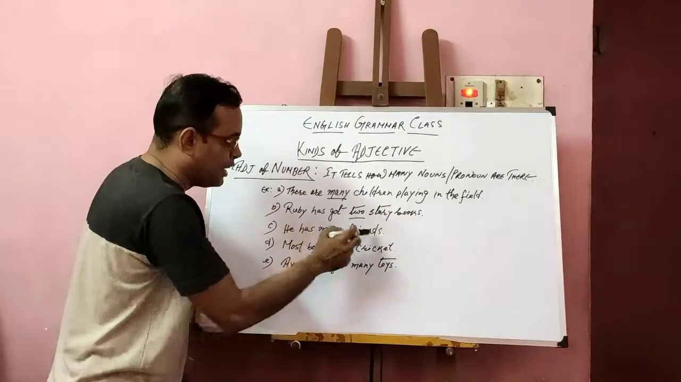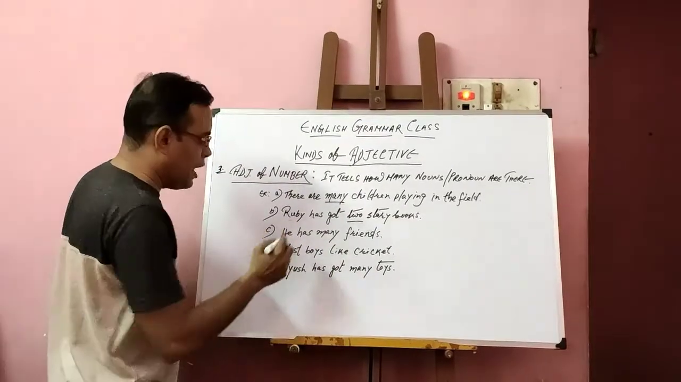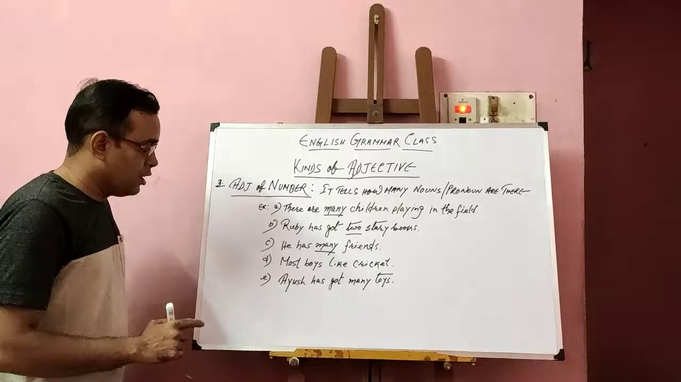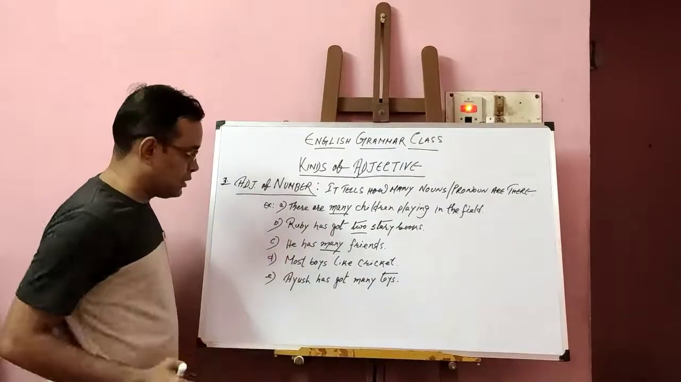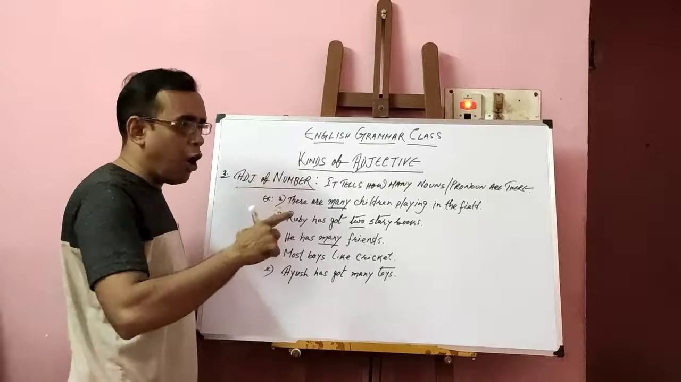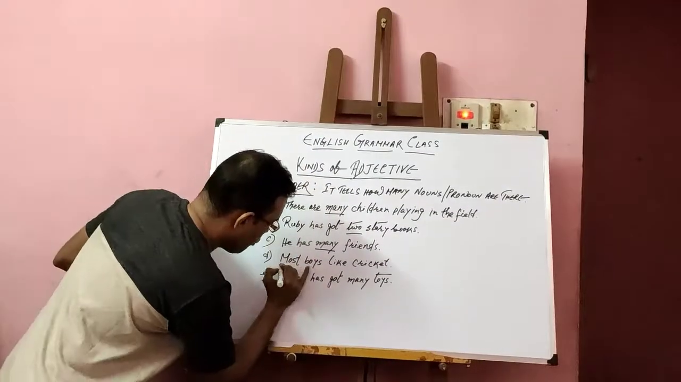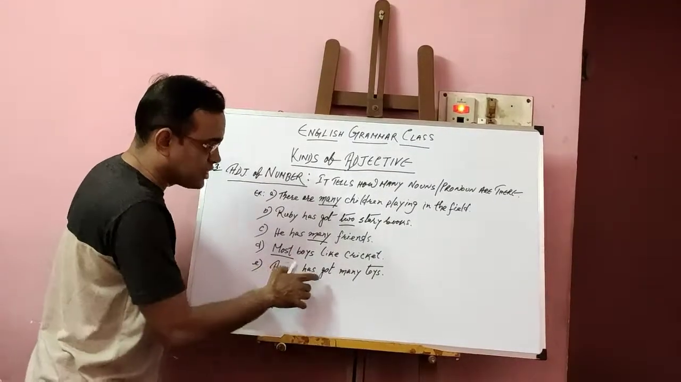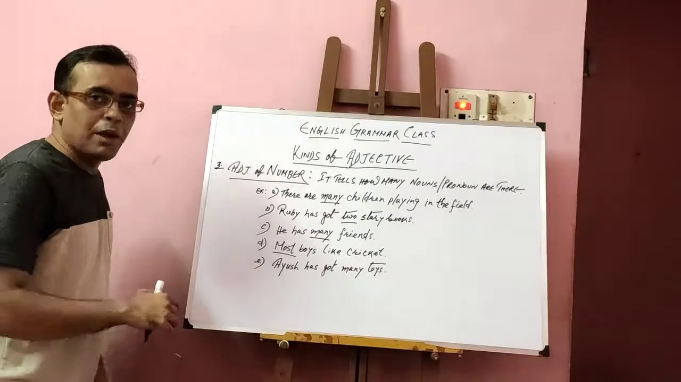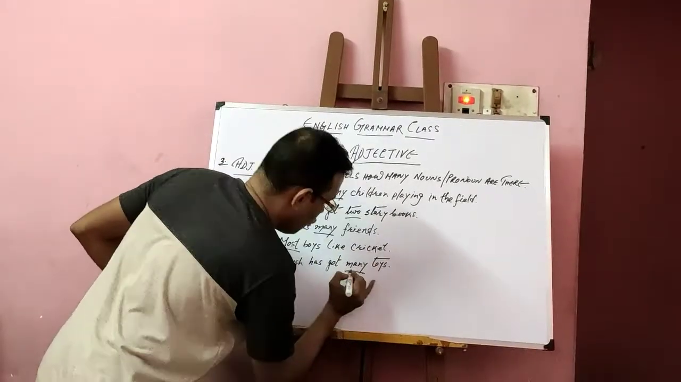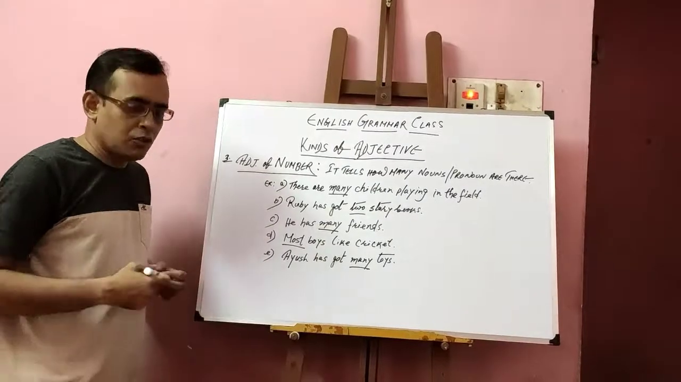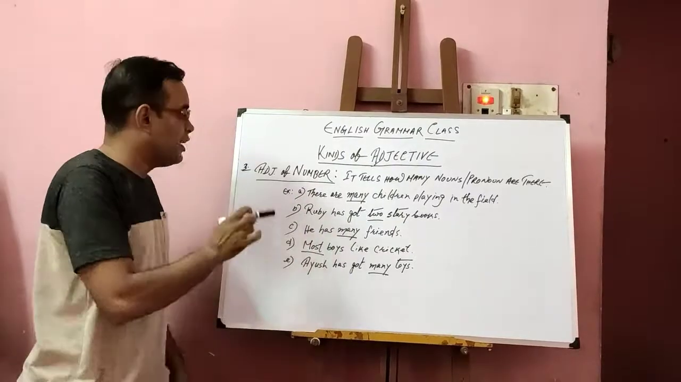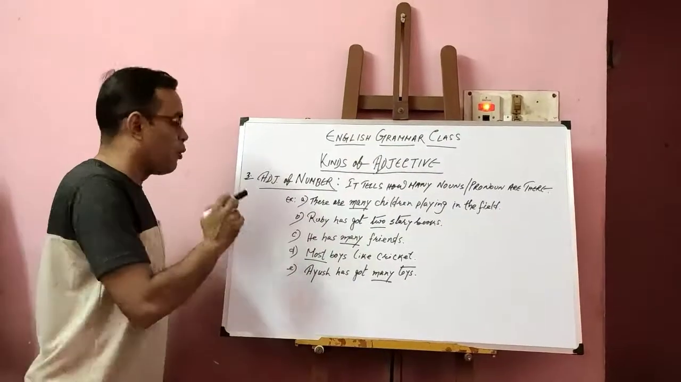Next, he has many friends. How many friends are there? Many friends. Many is an adjective of number. Next, most boys like cricket. Most boys. How many boys? Boys can be counted, so most is an adjective of number. Next, Ayush has got many toys. Toys can be counted. The word many is an adjective of number. So adjective of quality, adjective of quantity, adjective of number.